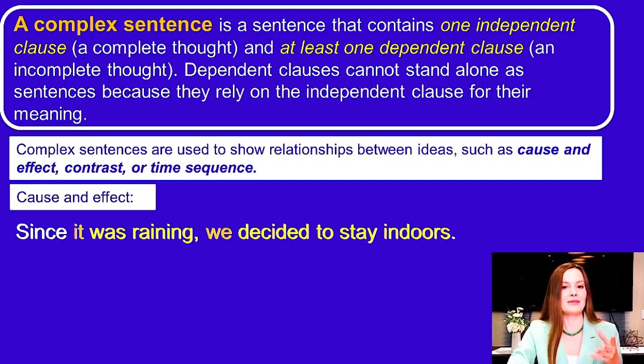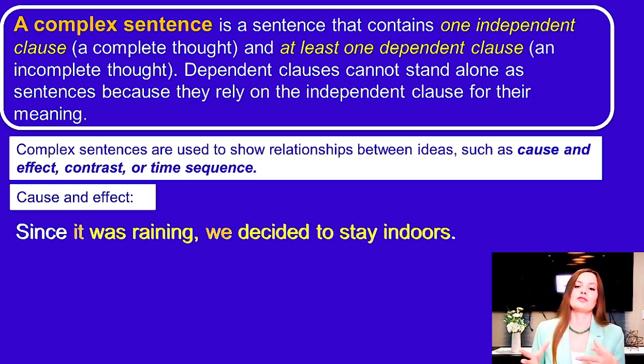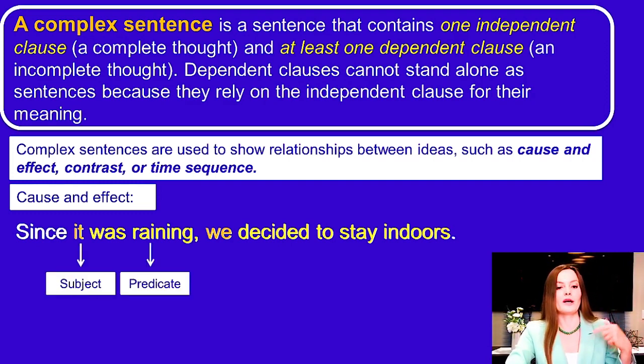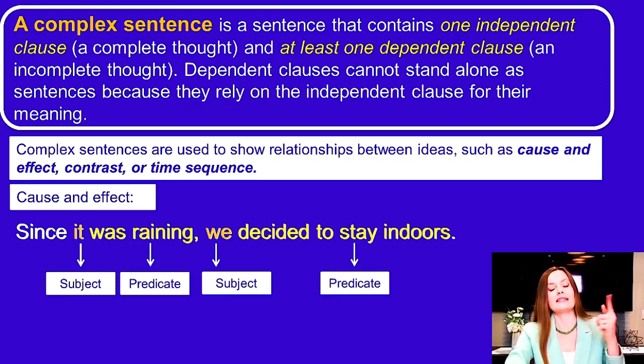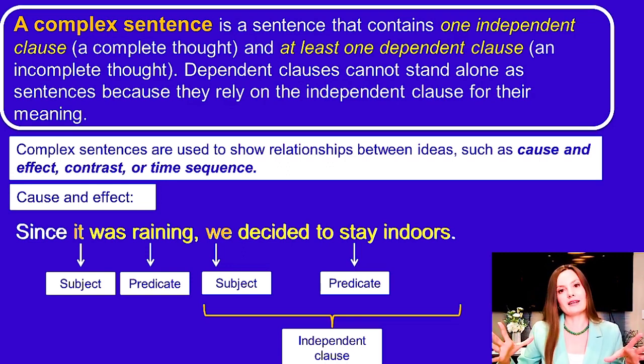It can exist independently. We is the subject and decided to stay indoors is the predicate. And why did we decide to stay indoors? Since it was raining. It is the subject. Was raining is the predicate. Again, we is the subject. Decided to stay indoors is the predicate. So we decided to stay indoors is an independent clause. It doesn't need anything else to be added if we don't want so.